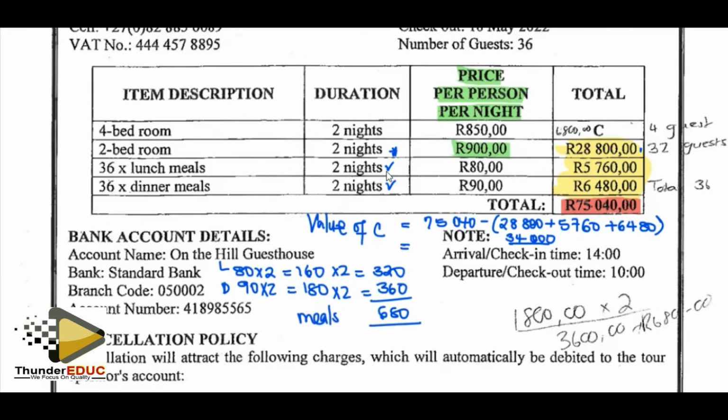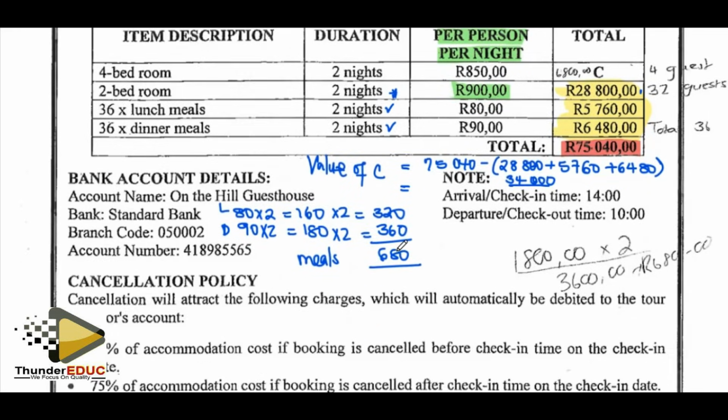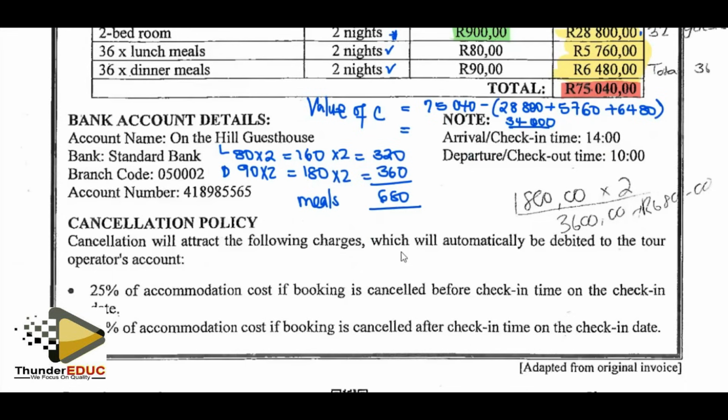All right. Now let's tackle accommodation. So for meals, we see it's this much. So accommodation says 25% of the accommodation cost if the booking is cancelled before the time on check-in date. So the check-in arrival time was 2. So one person cancelled before this, and they would be departing tomorrow. After their excursion, they will depart at 10. That day when they will be departing.